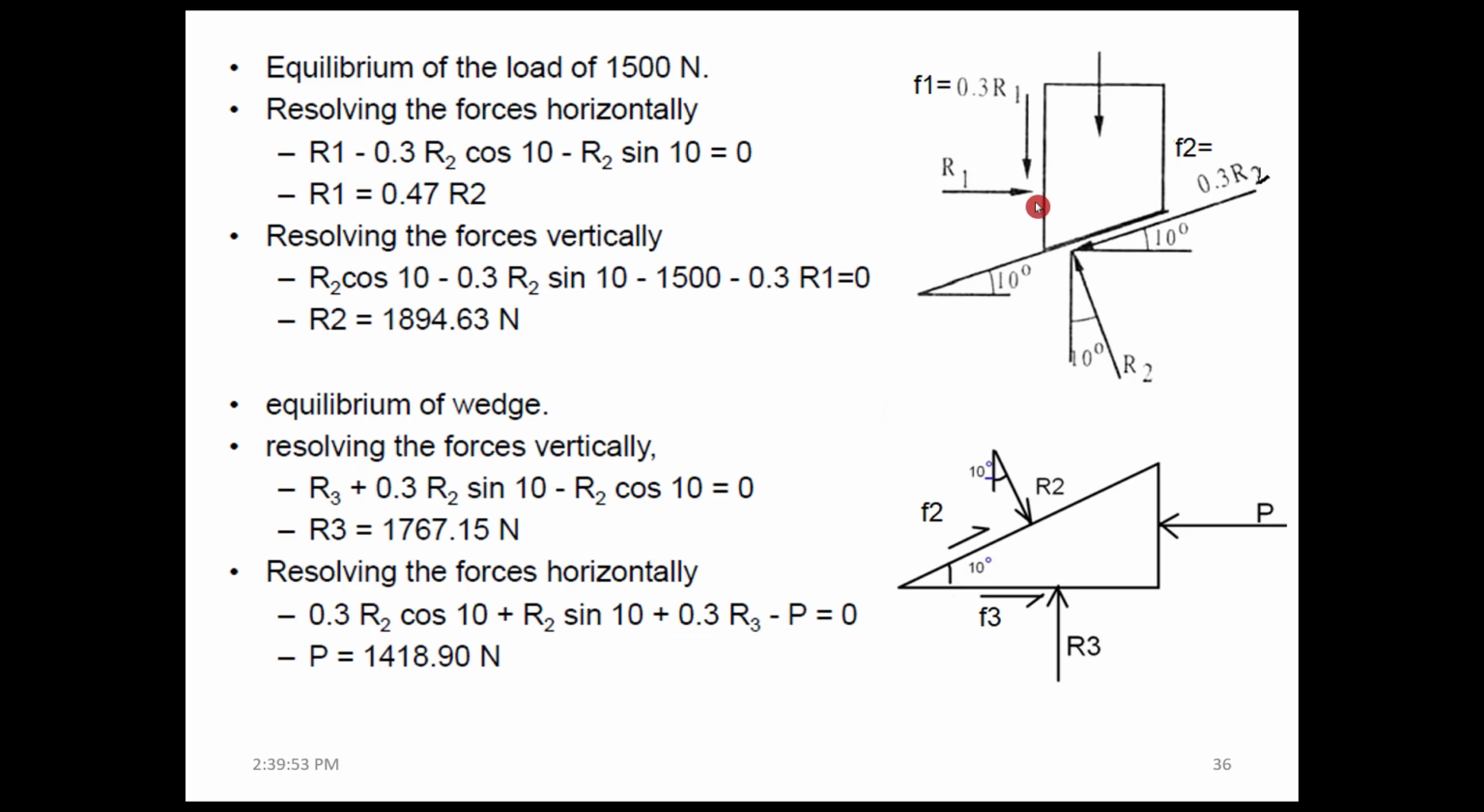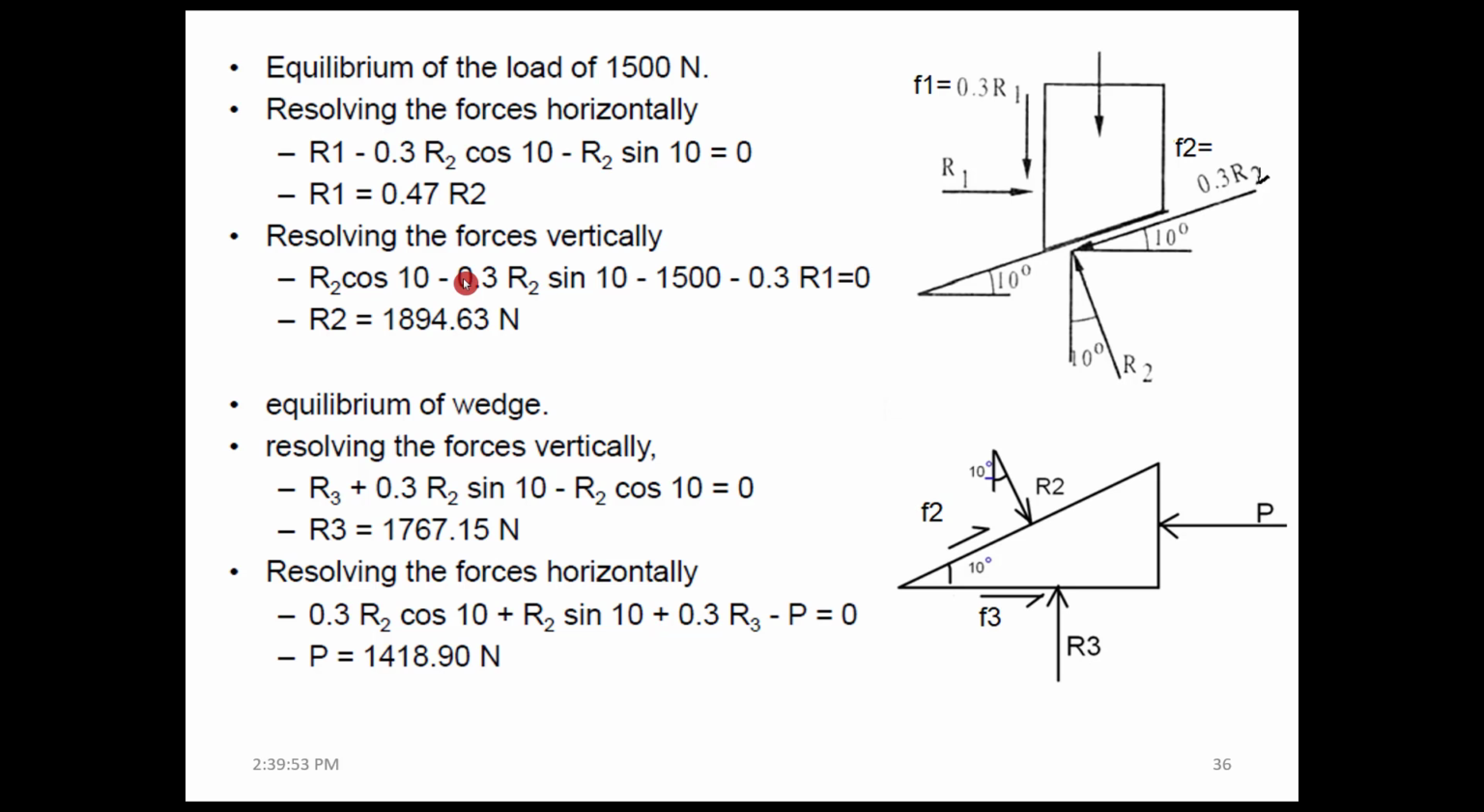So resolving the forces in horizontal direction, we have R1 horizontal minus 0.3 R2 cos 10. This 0.3 R2 is actually parallel to the platform, and it is resolved, or shifted, to the horizontal axis. So cos 10 is coming into play, minus R2 sine 10. So this is the component of this reaction in the horizontal direction. This and friction will be acting opposite to the reaction R1 to get R1 is equal to 0.47 R2.